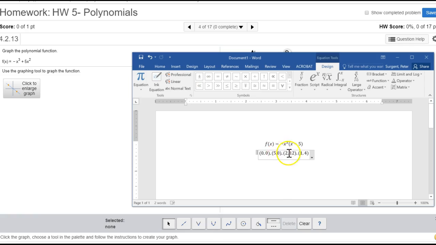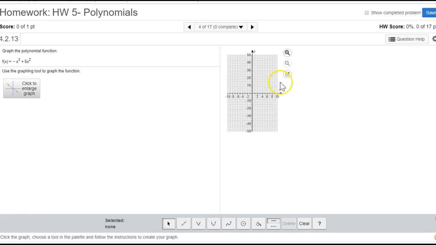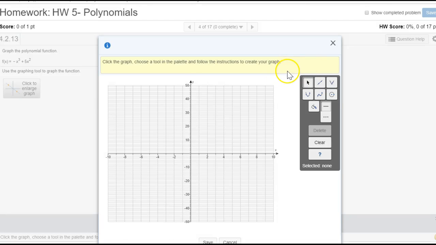I found these other two points which were in between those two zeros: 2, 12. I plug in 2, I should get output 12. Plug in 1, I should get output 4. So let's see if I got those right. Here's how you're going to have to graph it. You've got a little graph here. You could attempt to graph it on this little one, but I'm going to hit this button to make it bigger. Makes it a lot easier.